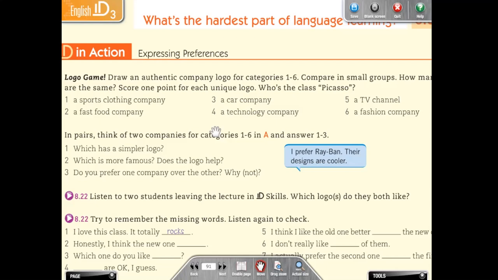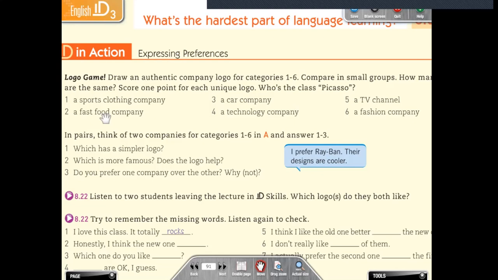But you have to think of a company. So draw an authentic company logo for any category. You're going to choose one category yourself: a sports clothing company, fast food company, car, technology, TV channel. You can also create a TV channel or a fashion company. This thing is easier for accountants. I don't know if accountants study advertisement, though I think it's part of your curricula, how to create a company. This is like entrepreneurship. And you have to create the logo of your company.